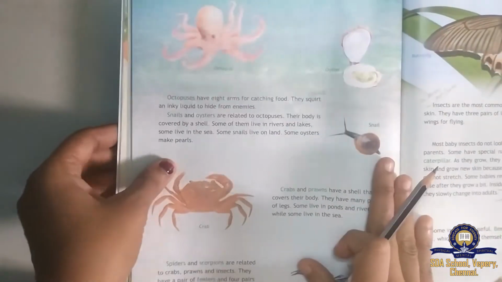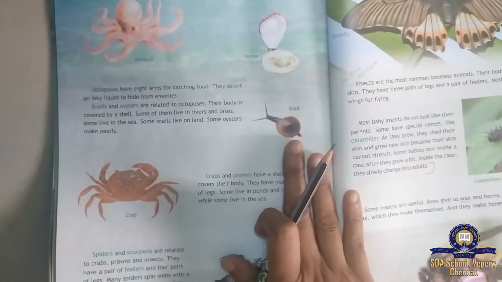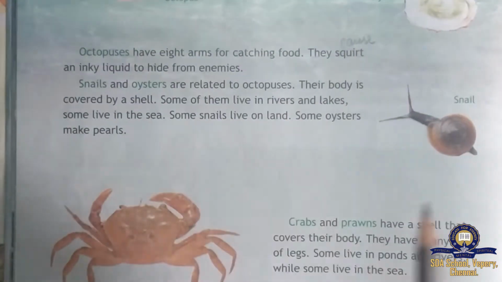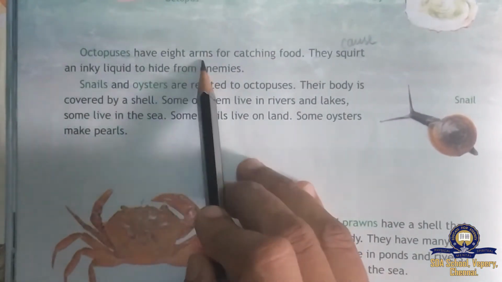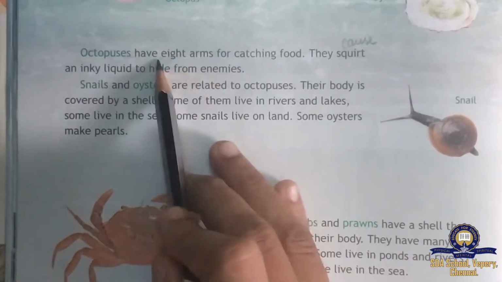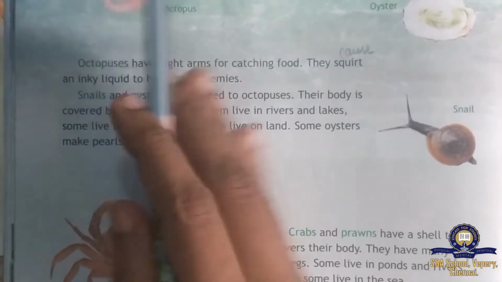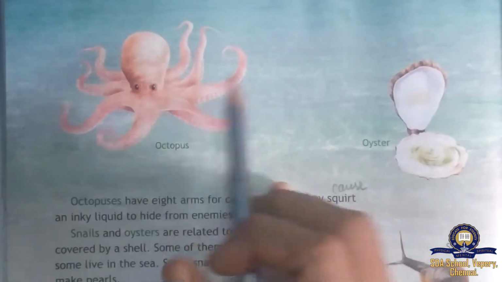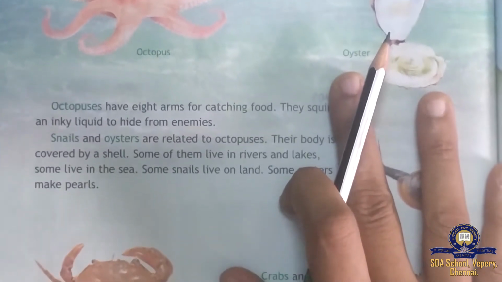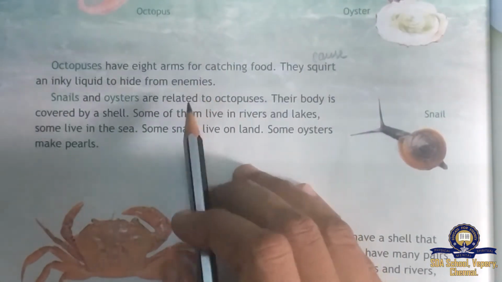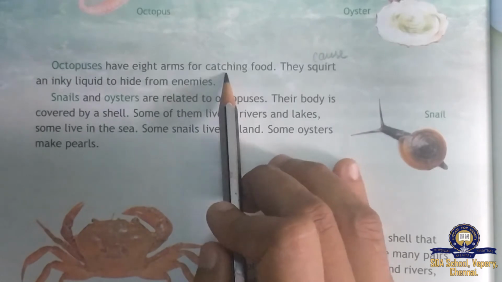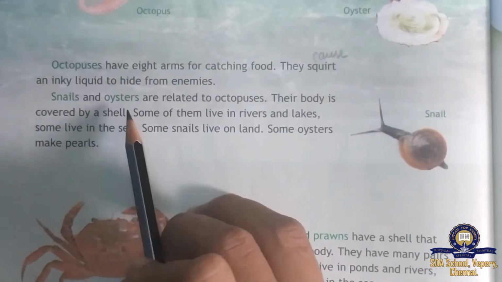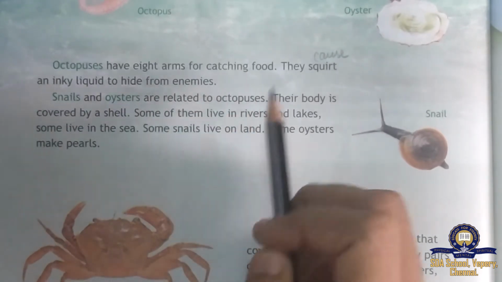Next we move on to octopuses. Octopuses have 8 arms for catching food. How many arms? Can't you remember? 8 arms. You can look at the picture. 1, 2, 3, 4, 5, 6, 7, 8. Octopuses, how many arms do they have? They have 8 arms. What is the use of these arms? To catch food. And snails and oysters are also related to the octopuses.